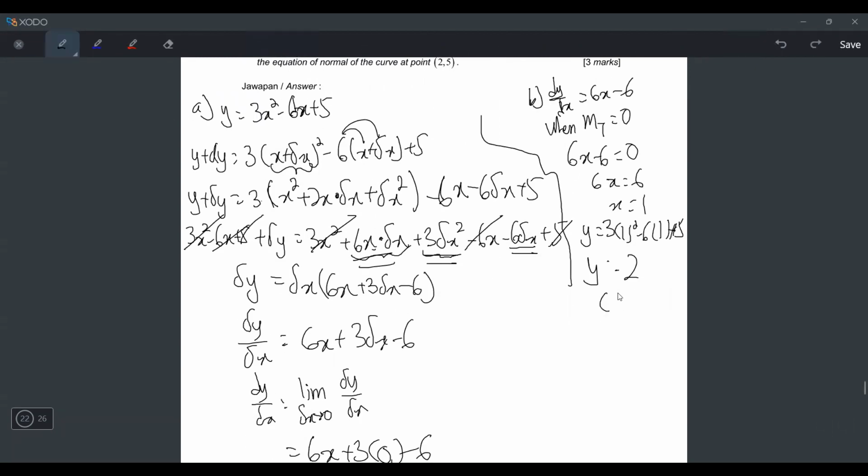But is it minimum or maximum? It's minimum. How do I know? Look at the A of the equation. The A is 3, right? So it should be a U shape. So the minimum point is 1, 2.